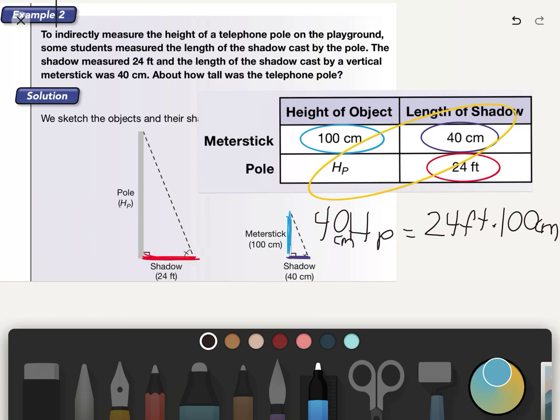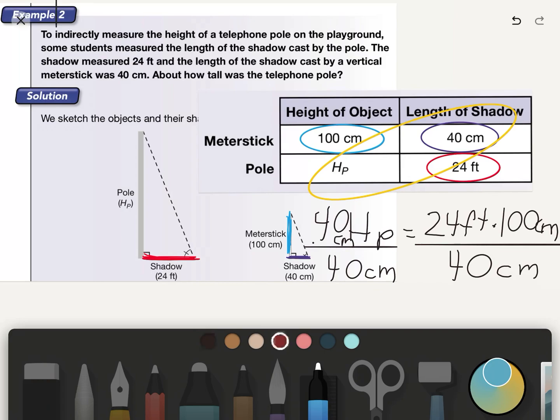Okay, so let's divide each side by 40 centimeters and divide this side by 40 centimeters. Okay, now looking at this now, we can do a little cross-canceling goodness and get rid of the centimeter measurement from the problem, getting us just to one system of measurement with feet. Lovely.